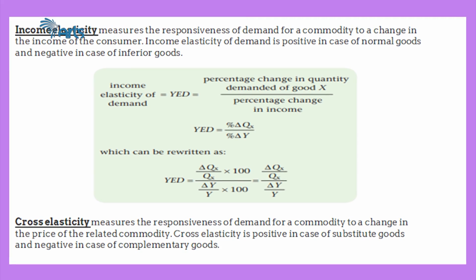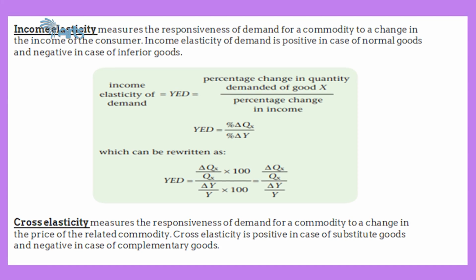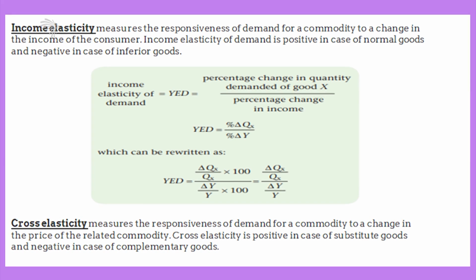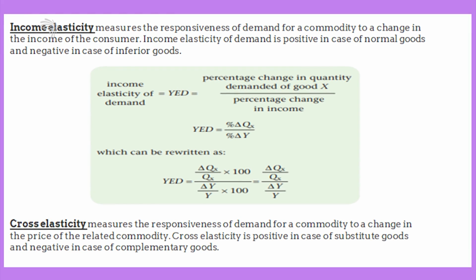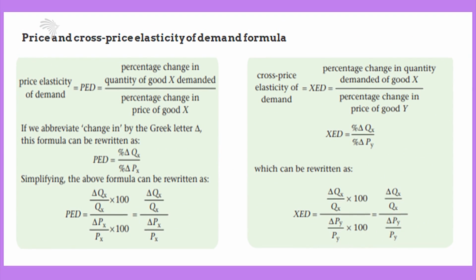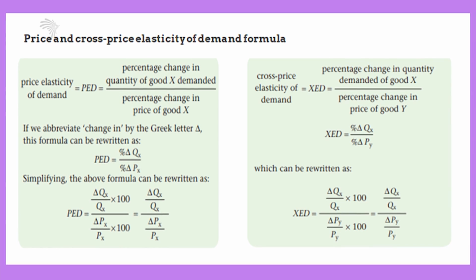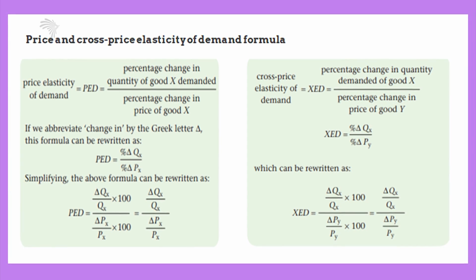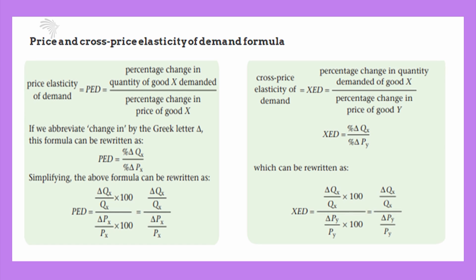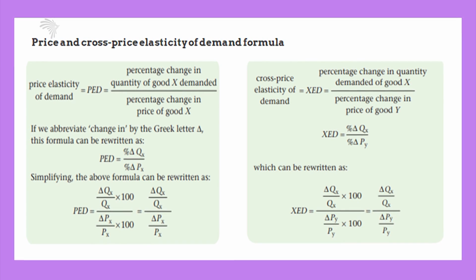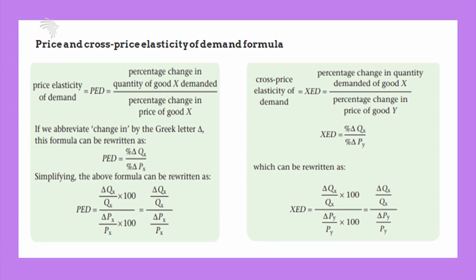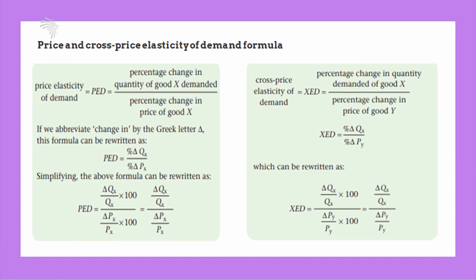Now let's turn to cross elasticity. Cross elasticity measures the responsiveness of demand for a commodity to a change in the price of a related commodity. Cross elasticity is positive in case of substitute goods and negative in case of complementary goods. The price and cross elasticity of demand formulas are below. Price elasticity of demand, I'm going to abbreviate it as PED. So PED is equal to percentage change in quantity of good X demanded divided by percentage change in price of good X. The cross elasticity of demand, which I'm going to abbreviate as XED, is equal to percentage change in quantity demanded of good X divided by percentage change in price of good Y.